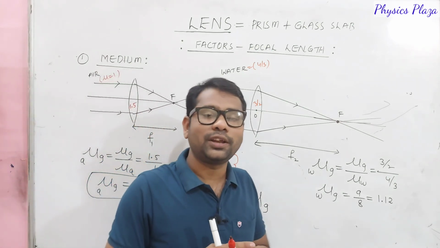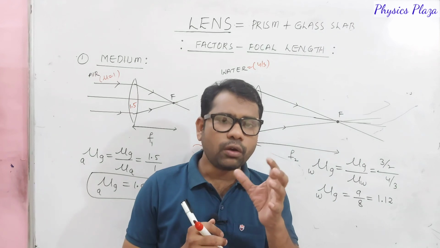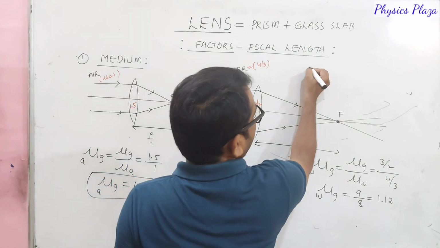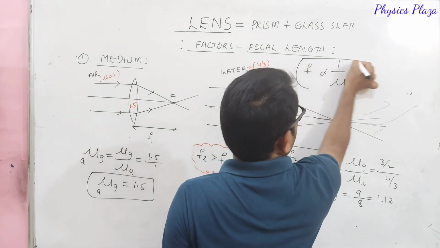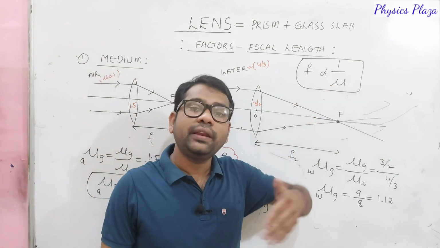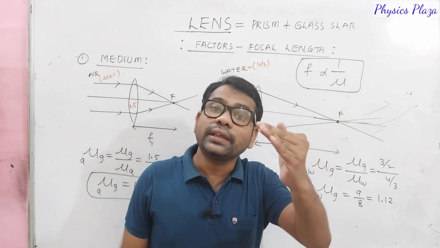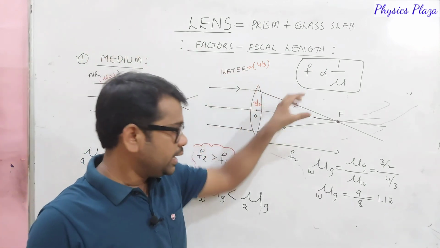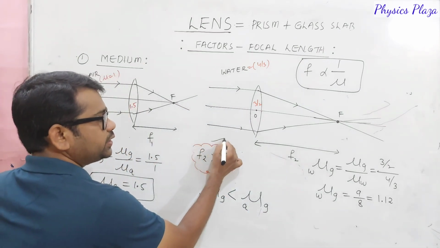So what does this tell us? Children, in higher classes we will be learning about the lens maker's formula. According to that, for a given lens, the focal length is inversely proportional to the relative refractive index. Very important. As the relative refractive index increases, the focal length decreases, whereas when the relative refractive index decreases, the focal length increases. So children, that is the reason when a lens is placed in water, its relative refractive index decreases, and as it decreases, its focal length increases.